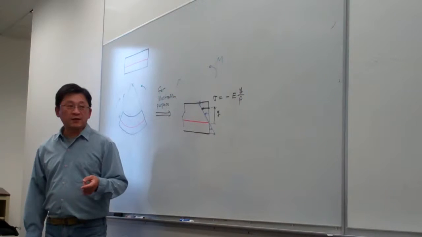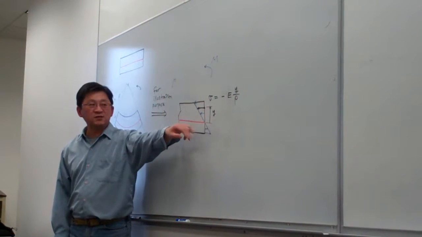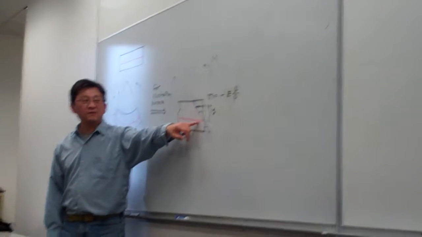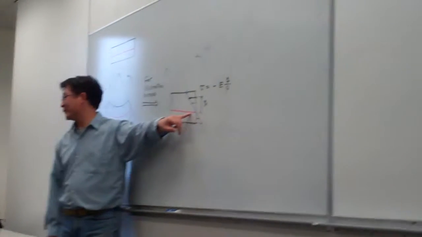The second one is this. Y is the distance measured from this fiber. Okay, and this fiber, where exactly is this fiber?